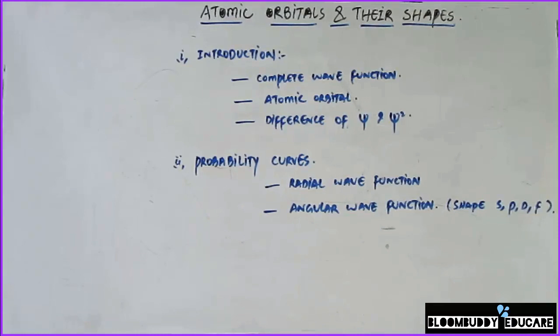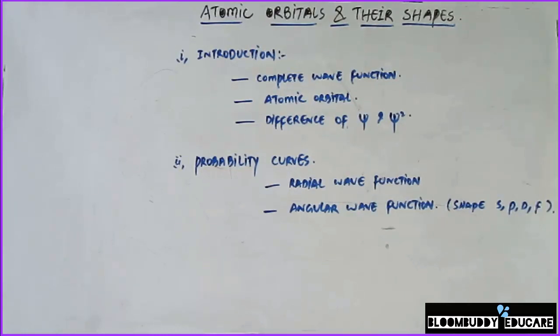I am ready with another lecture wherein we will be studying about the atomic orbitals and their shapes. I hope that you guys have checked my previous lecture which was on the Schrodinger wave equation, because we will be using the Schrodinger wave equation to look at the shapes of the atomic orbitals, and we will also try to understand how Schrodinger's wave equation is useful in understanding the wave function, which is the radial wave function and the angular wave function.